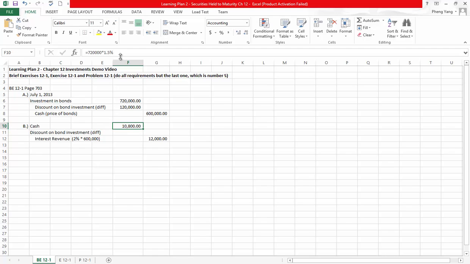There, that looks better. Okay. I forgot to put the percentage in there, that's why. Okay, so our difference, which is the discount on bond investment, is going to be $1,200.